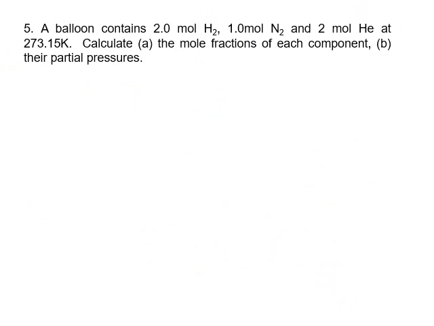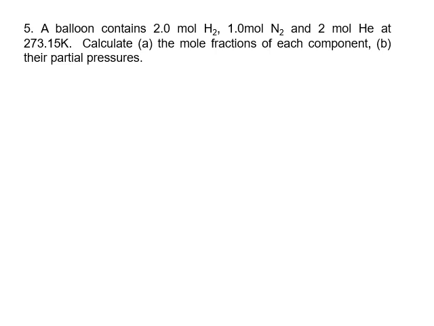Question 5. A balloon contains 2 moles hydrogen, 1 mole nitrogen, 2 more helium at 273 Kelvin. Calculate the mole fraction and their partial pressure. Note that this question doesn't say everything behaves as an ideal gas, so you cannot use the ideal gas law for this case.